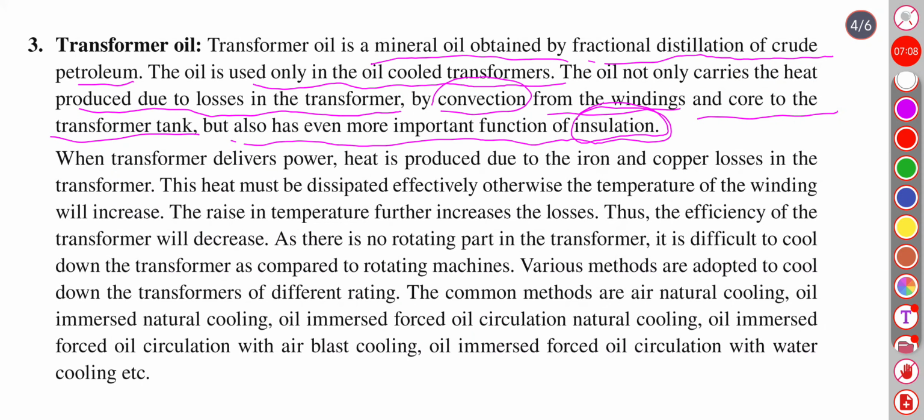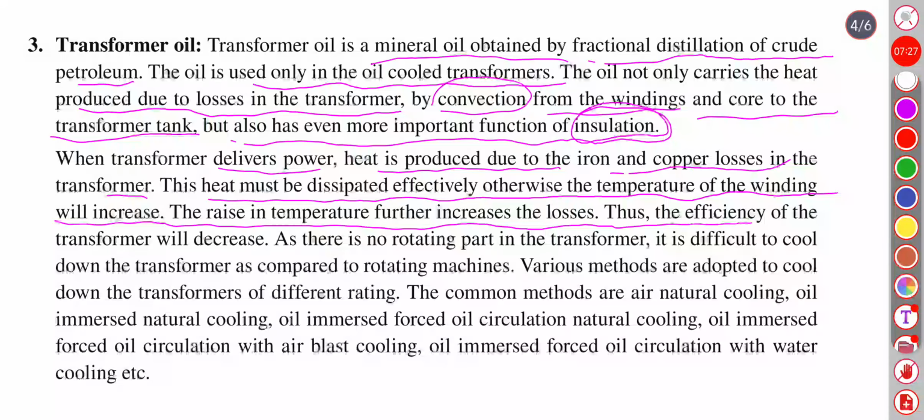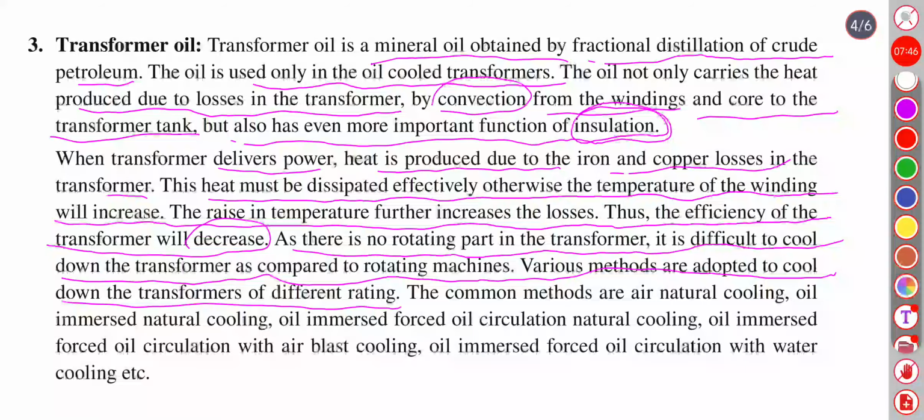When transformer delivers power, heat is produced due to iron and copper losses in the transformer. This heat must be dissipated effectively, otherwise the temperature of the winding will increase. The rise in temperature further increases the losses. The efficiency of transformer will decrease. As there is no rotating part in the transformer, it is difficult to cool down the transformer as compared to rotating machine. Various methods are adopted to cool down the transformer of different rating.